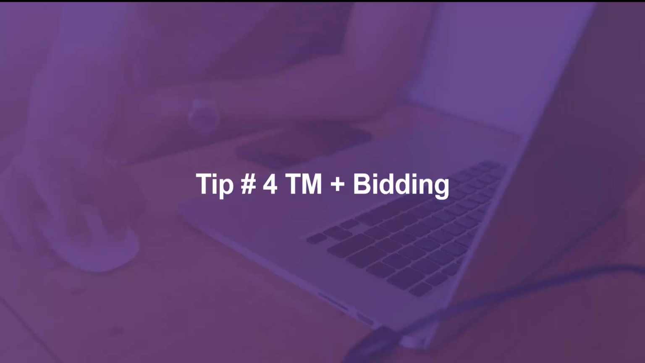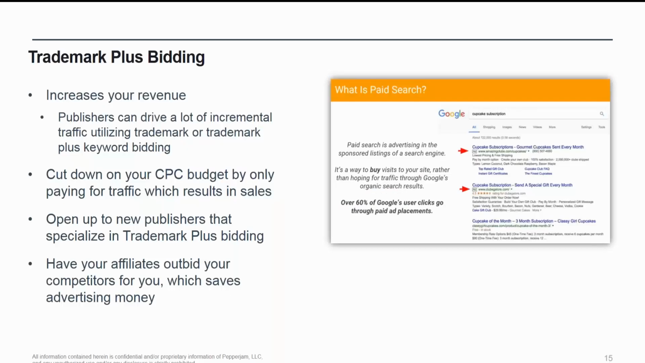All right, and then for tip number 4, I wanted to take a look at TM, or trademark plus, bidding opportunities that publishers can sometimes have. I wanted to point this out as well because this is sometimes something that's overlooked by advertisers, or maybe you are a little bit concerned about giving publishers these rights. So I wanted to talk about the benefits of taking a look at this.